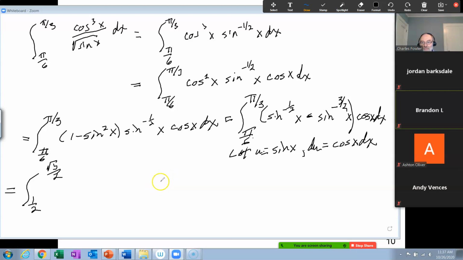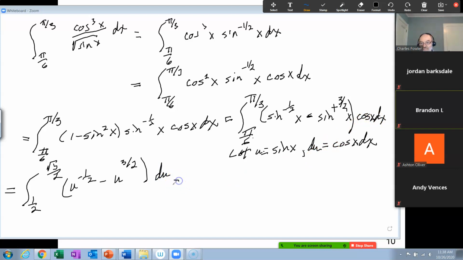Okay, so what do we have here then? We have u to the minus 1/2 minus u to the, that's a plus 3/2. How did y'all let me get away with that? That is a plus 3/2. Okay, and then your du is cosine x dx, so that's just du.